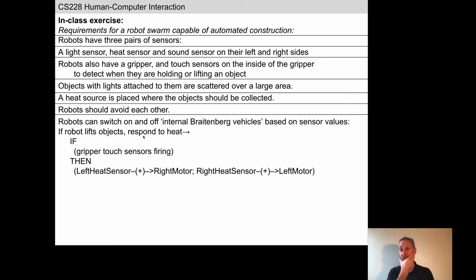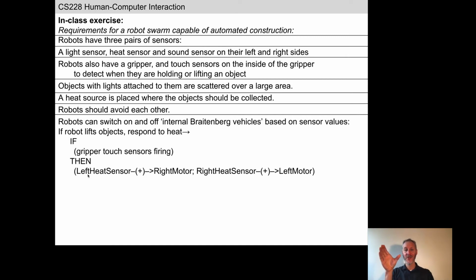I want you to, either with a pen and paper or just typing briefly on your computer, sketch out the controller for this robot. You're going to create this controller by thinking about a nested set of if-then-else statements. So to get you started, here's an example of a particular if-then clause that might be useful, where the if clause is usually going to be something to do with the sensor. So if the touch sensors are firing, that means the robot is touching or holding an object.